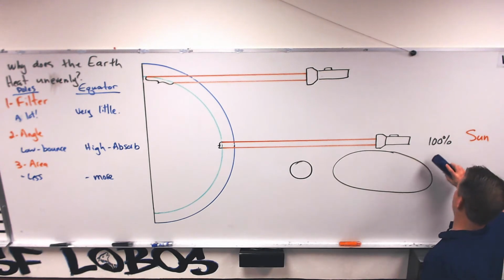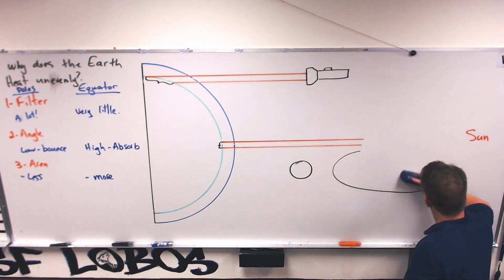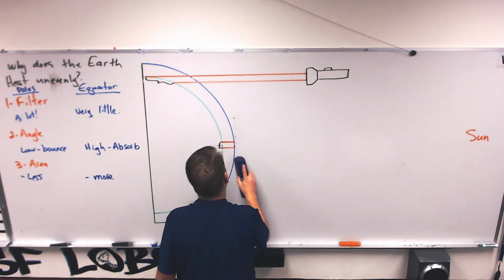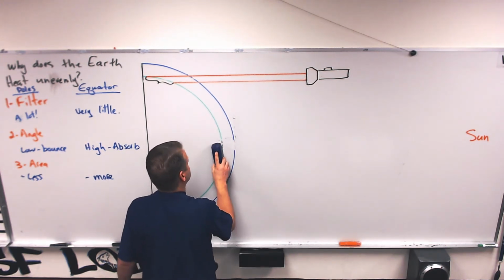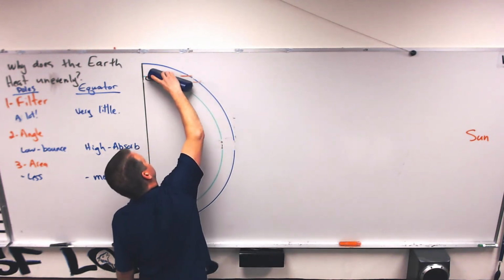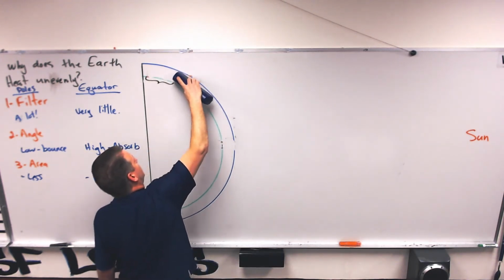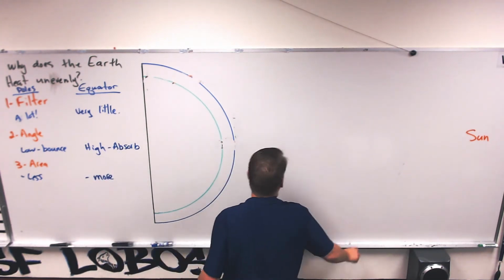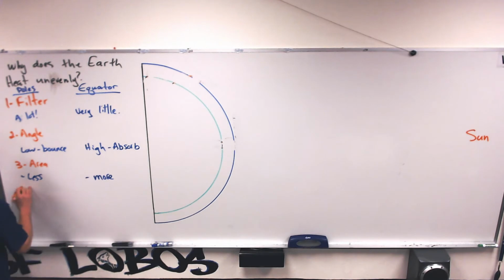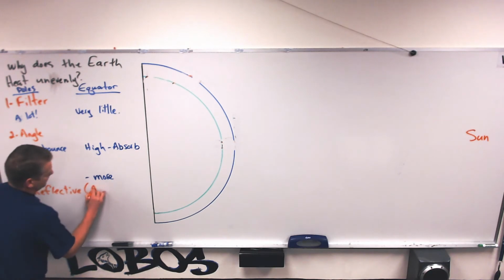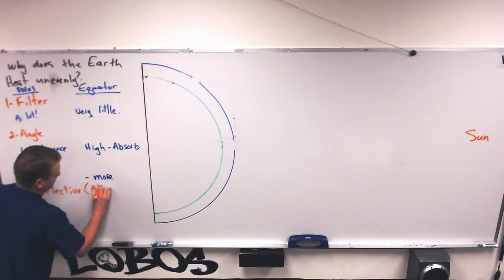Okay, now one more thing. It's a little thing called albedo, or reflectivity. How reflective is the surface? So number 4, the last thing is reflectivity, or the word is albedo.